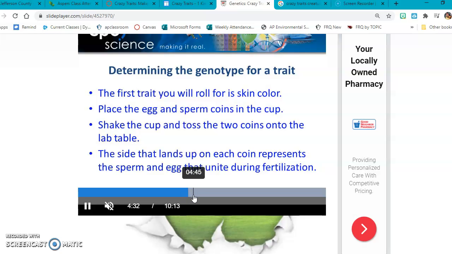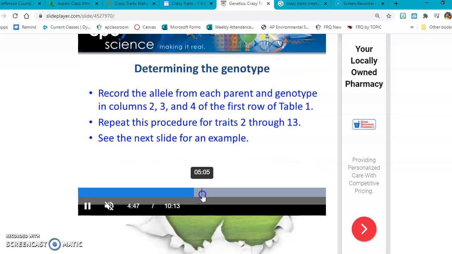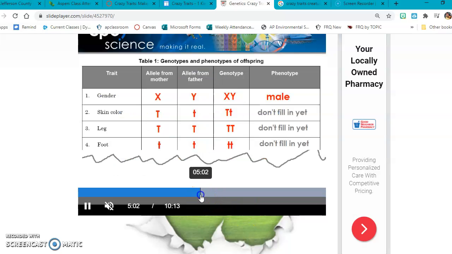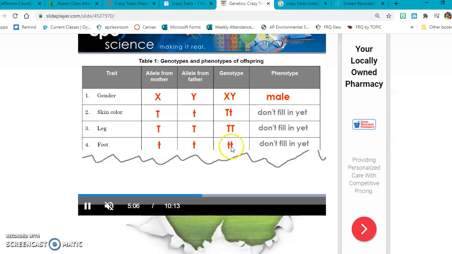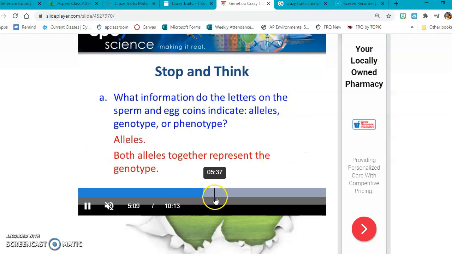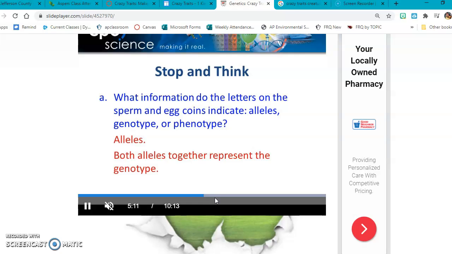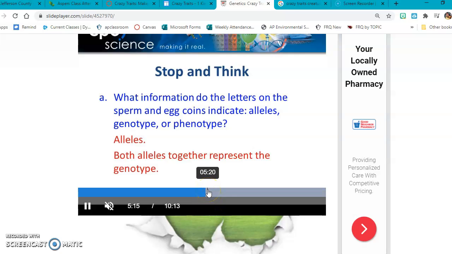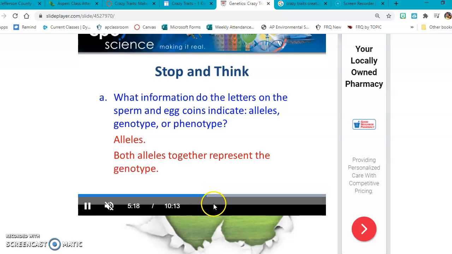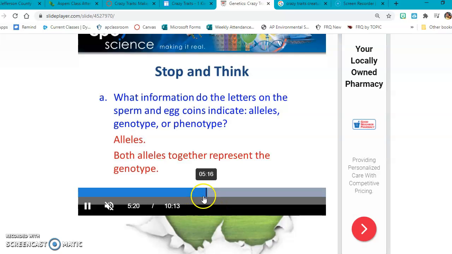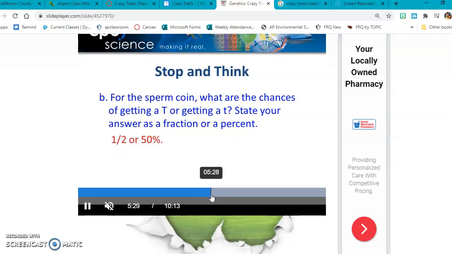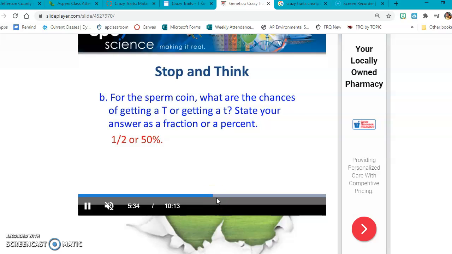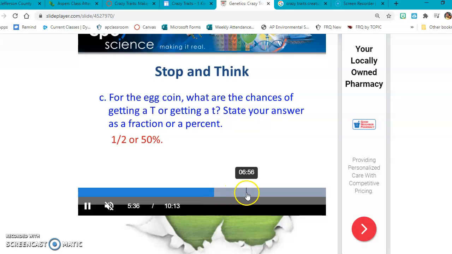So you're going to keep rolling for all of your different traits. Your traits should look something like this on the sheet, where it says genotype and phenotype. What formation do the letters, their alleles, come together to represent? Genotype. Your next question for the sperm coin: what are the chances of you getting big T or little t? 50-50, right? Because as you flip the coin, that's what you get.